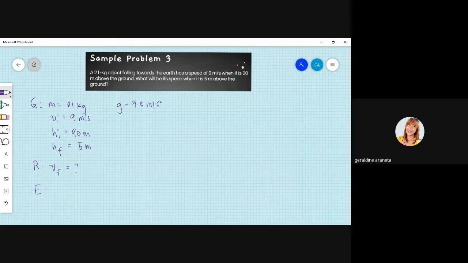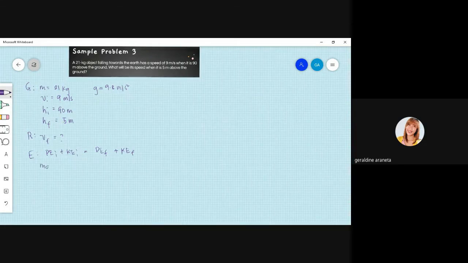Ang equation na gagamitin natin is the law of conservation of energy, that is PEI plus KEI equals PEF plus KEF. So we can also write this as MGHI plus MVI squared over 2 equals MGHF plus MVF squared over 2. Okay, so since mahaba yung ating equation, i-derive muna natin yung ating gagamiting final equation.